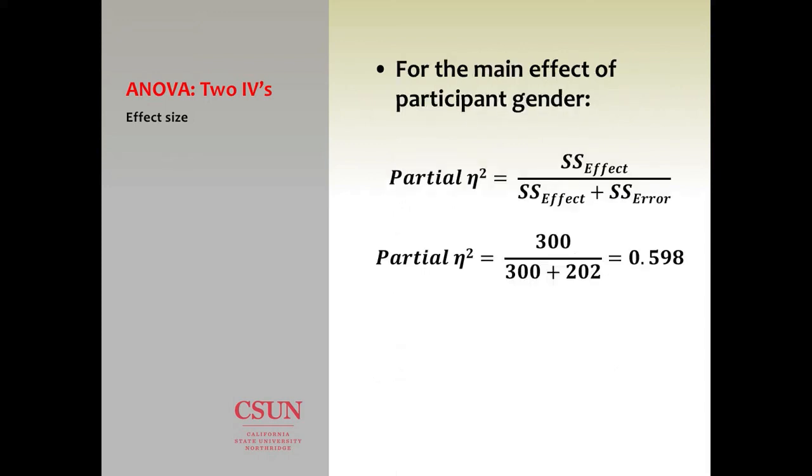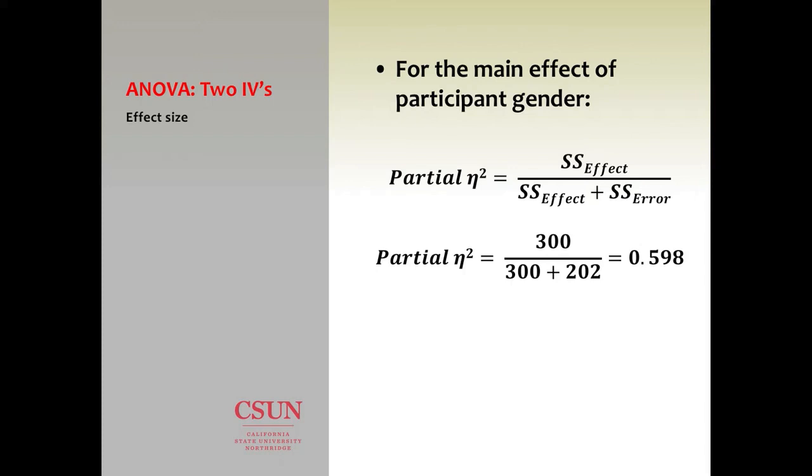So before it was sum of squares between divided by sum of squares total. Now it's sum of squares effect on top. That's actually sum of squares between. I'm just calling it effect because there's 3 effects here. There's the main effect for one IV, there's the main effect for the other IV, and the interaction.